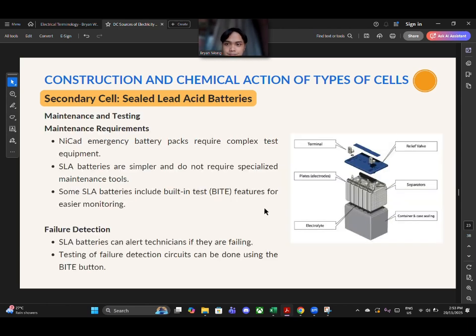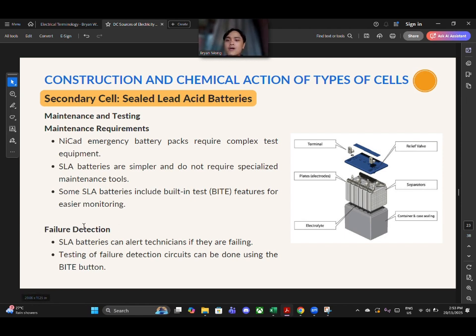We're still in sealed lead acid batteries. How about maintenance and testing? Nickel cadmium emergency battery packs require complex test equipment. Sealed lead acid batteries are simpler and do not require specialized maintenance tools. Some sealed lead acid batteries include built-in test features for easier monitoring.